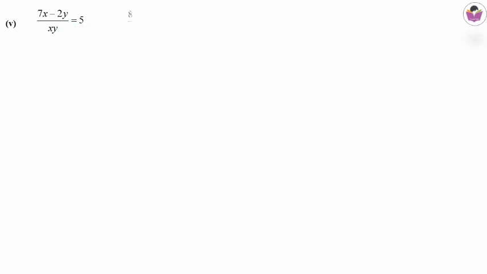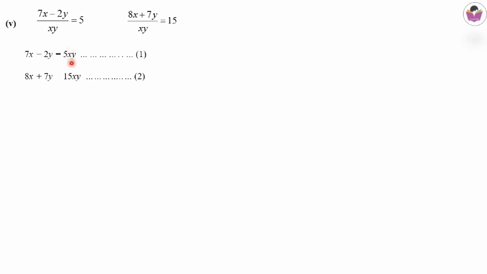and 8x plus 7y by xy is equal to 15. When you check, the denominator has an xy term, so first you have to cross multiply it and make it into an equation format, that is 7x minus 2y equal to 5 into xy, that is 5xy. Label it as equation number 1. Next, 8x plus 7y is 15 into xy, cross multiplied, equal to 15xy. Label it as equation number 2.